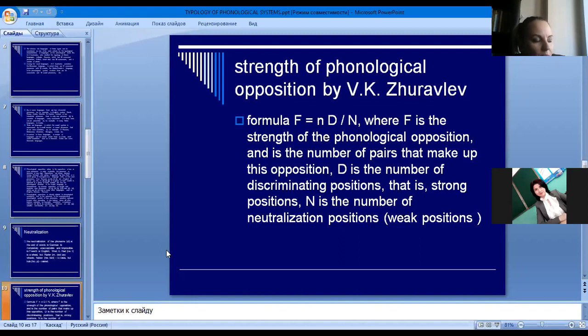F equals n multiplied by D divided by N, where F is the strength of the phonological opposition. D is the number of discriminating positions, that is, strong positions. N is the number of neutralization positions. And small n is the number of pairs that make up this opposition. So Журавлёв proposed to read this formula as follows. The strength of the phonological opposition is directly proportional to the number of pairs opposed in a certain number of strong positions and inversely proportional to the number of weak positions.